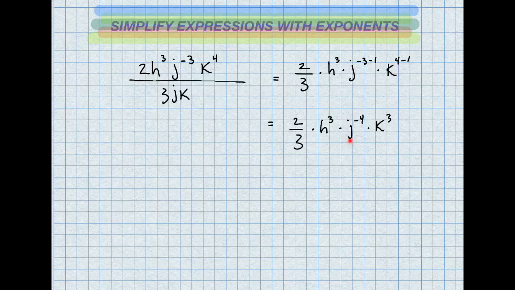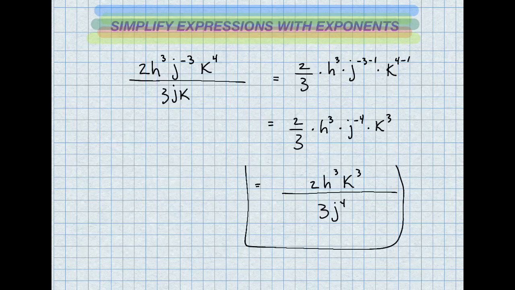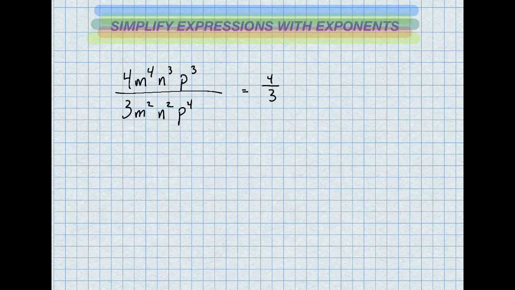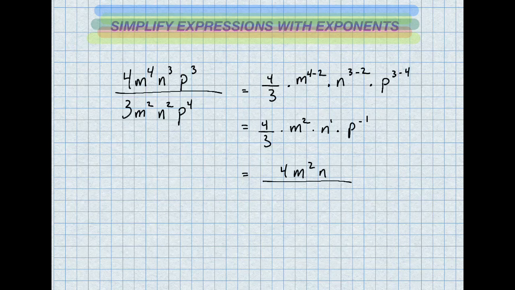So it looks like we only have one of these that is going to be in the denominator along with this 3. So we're going to say that this is going to be 2h cubed k cubed divided by 3j to the 4th. Okay, so what we have is 4/3 times m to the 4 minus 2 times n to the 3 minus 2 times p to the 3 minus 4. So we get 4/3 times m squared times n to the first power times p to the -1. So we're going to say that's 4m squared n divided by 3p.